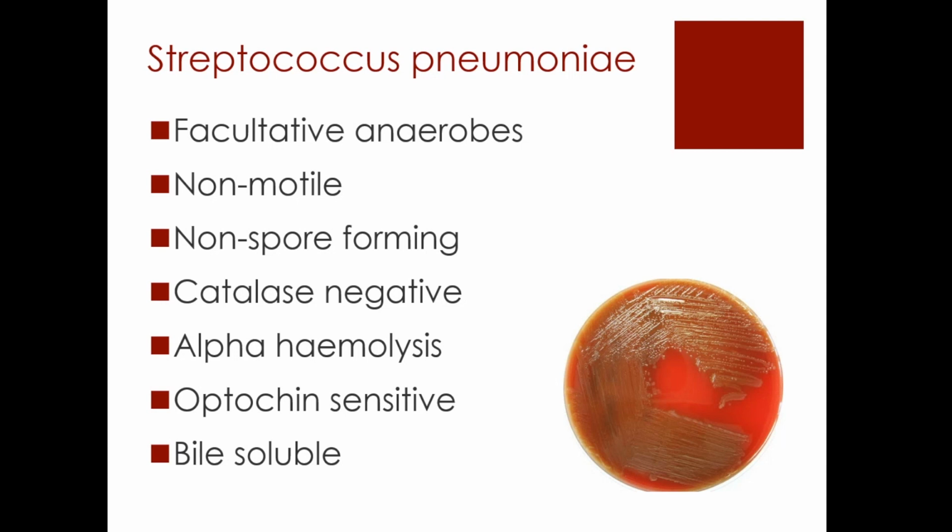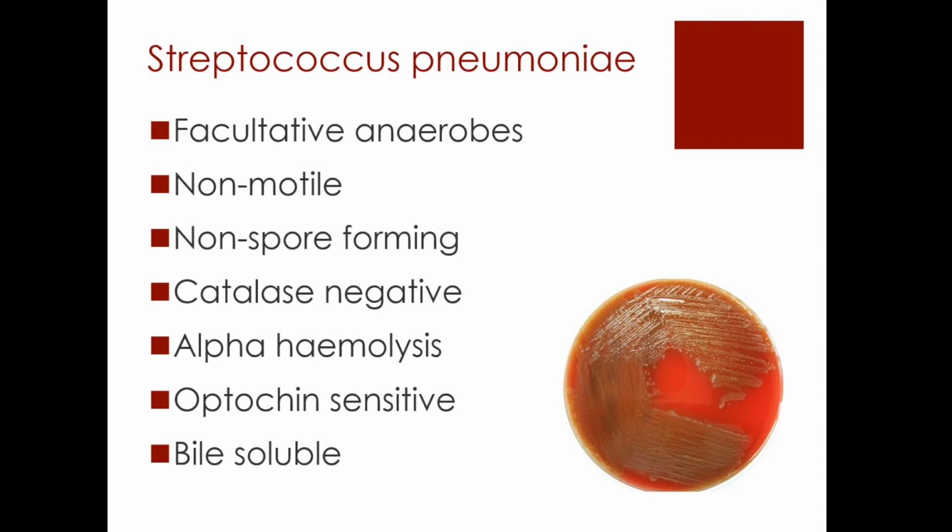It also produces alpha hemolysis, and what this means is when it's grown on blood agar, it produces hydrogen peroxide, and this partially oxidizes the red hemoglobin to give you this partial hydrolysis to form green methemoglobin, and that's what you can see in this picture on the right.